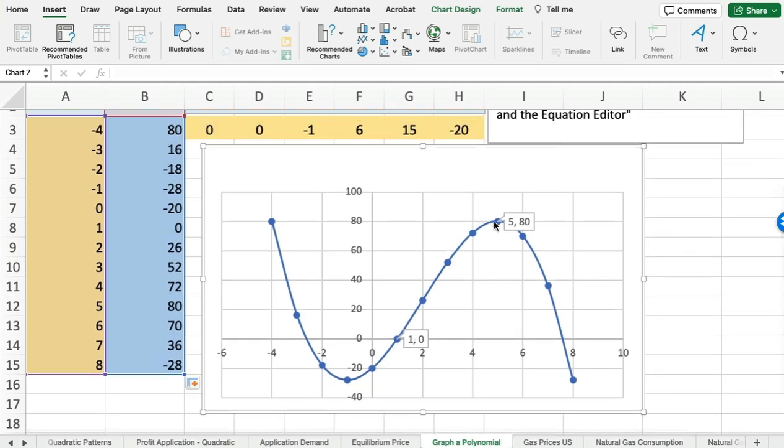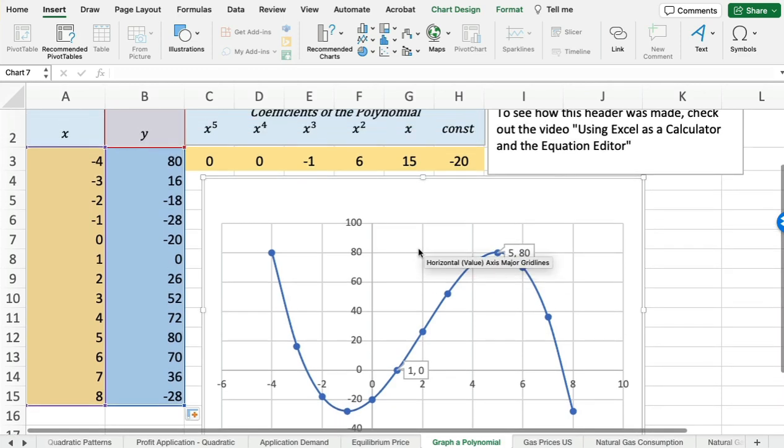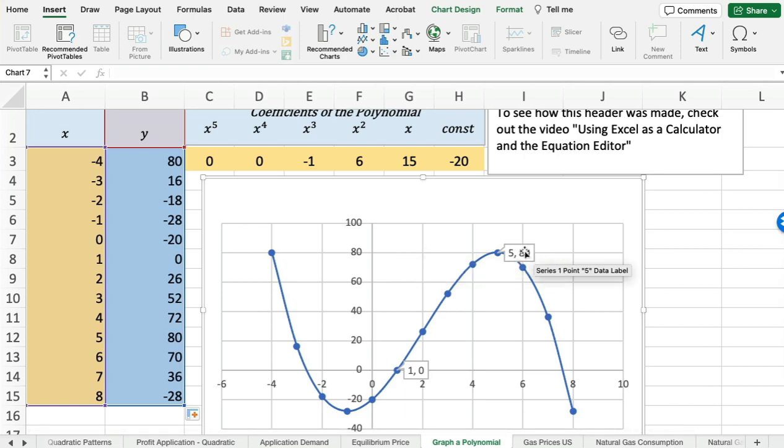So there's just 2 points of interest here that I wanted to point out. If this had been a profit equation, we would have a break-even point at 1 comma 0, and we would have a maximum profit at 5 comma 80. So when production, or when x is equal to 5, we have a maximum of 80.